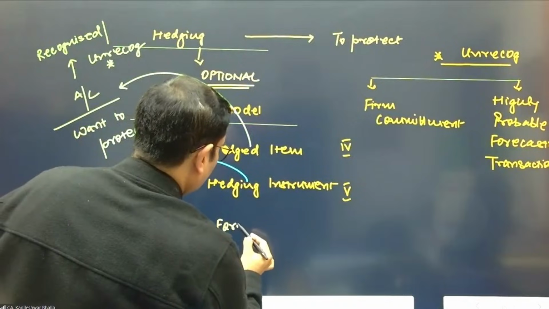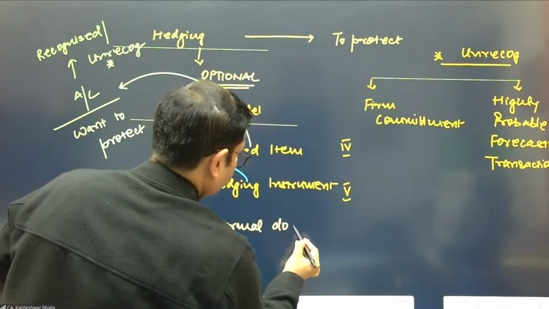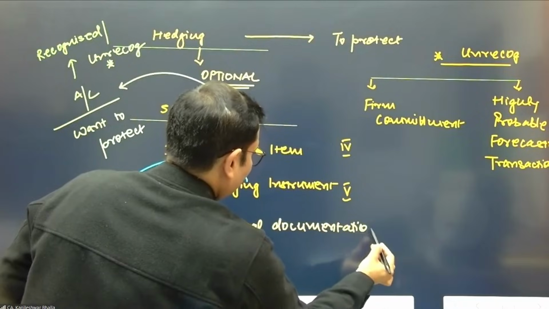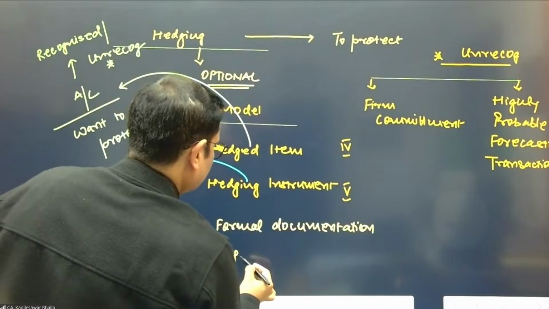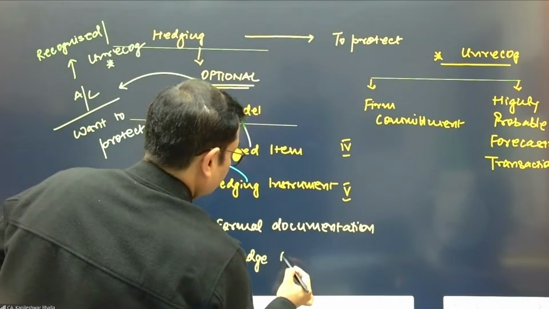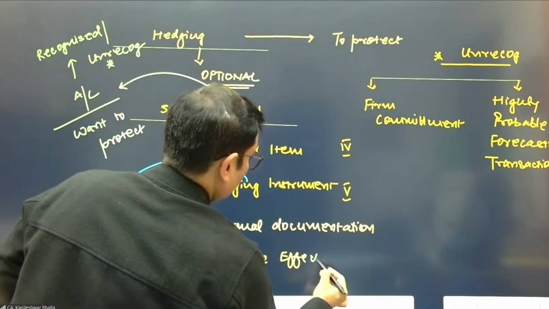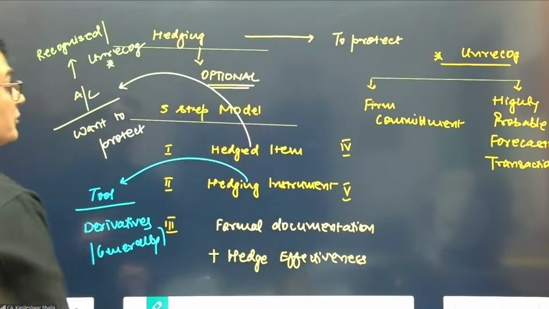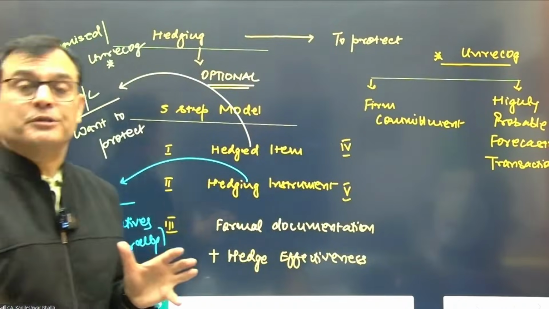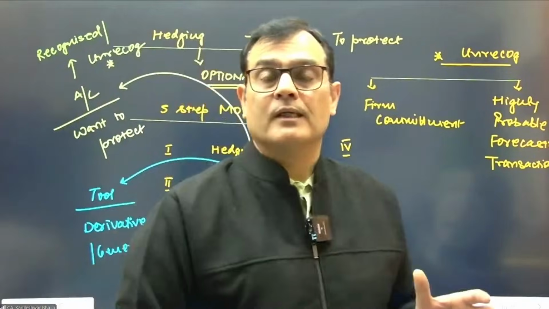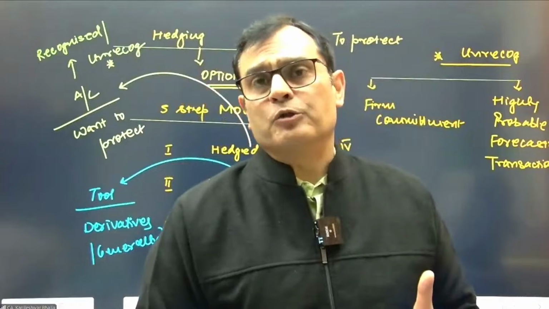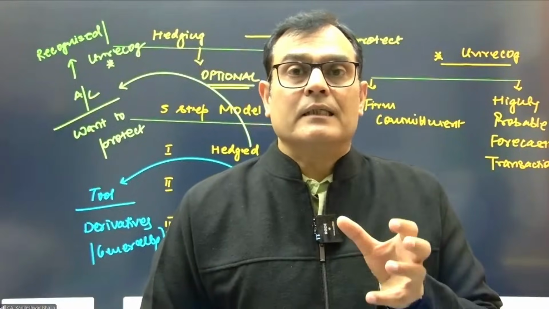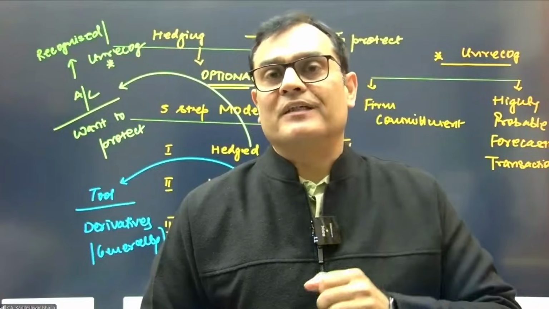decide what is called a formal documentation, and also deciding what is called the hedge effectiveness. So the company is required to do a formal documentation of its hedging policy. Why is the company entering into hedging? What is the risk policy of the company? Because we need to understand the need of hedging in a company.